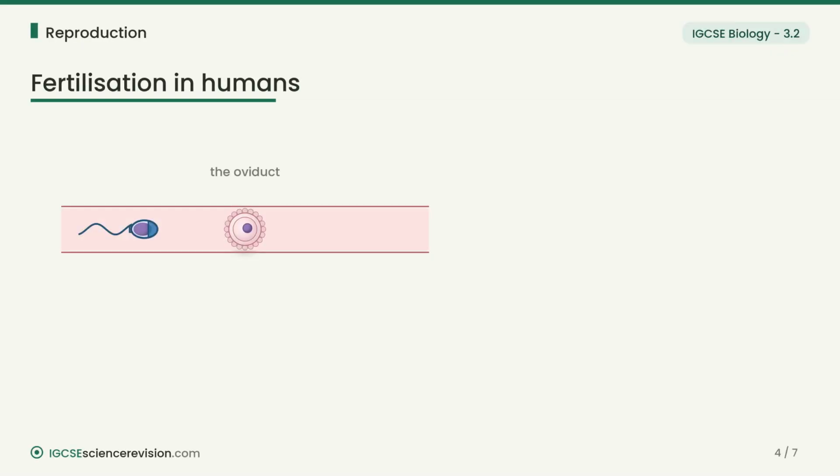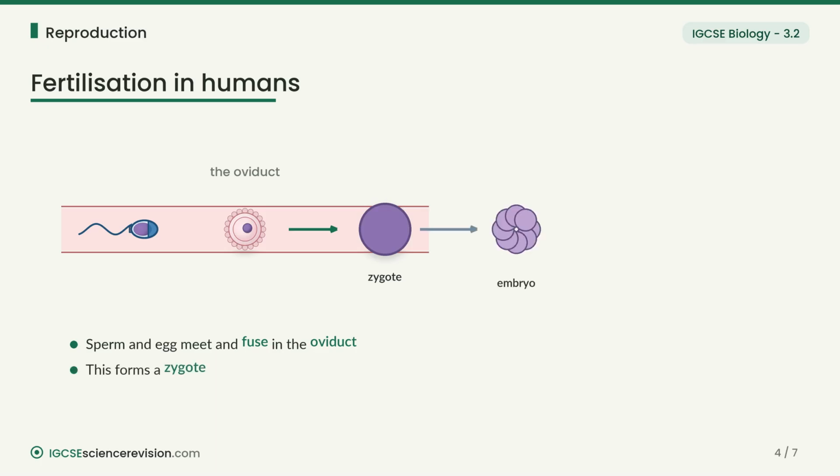In humans, fertilisation usually happens in the oviduct, where a sperm cell reaches the egg cell. The sperm and egg nuclei fuse, forming a zygote. The zygote then divides by mitosis to form an embryo.